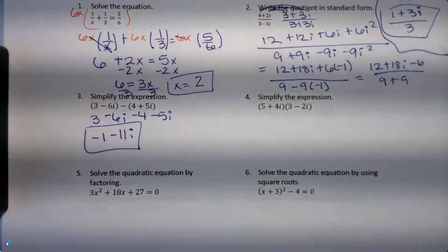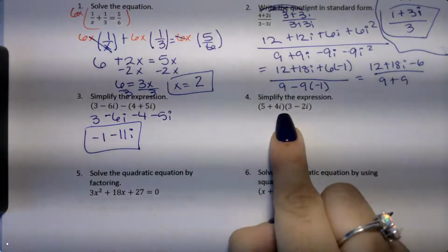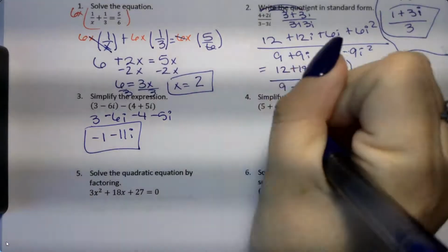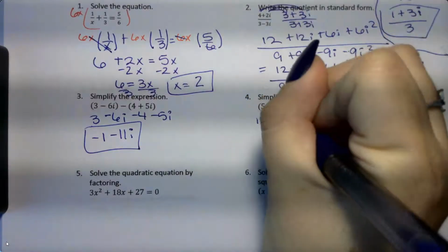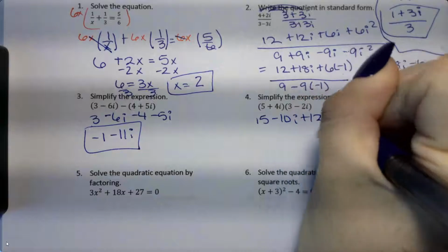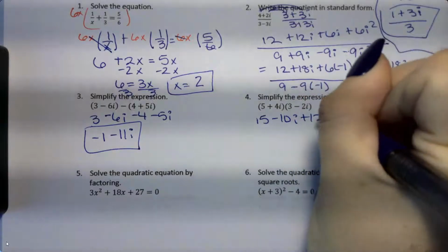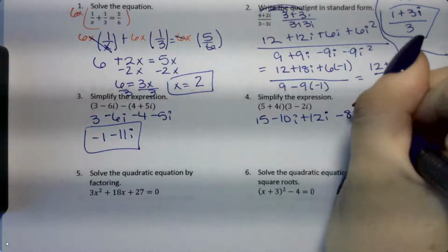Number 4, I am multiplying. I can tell because there's no symbol in between the two sets of parentheses. So 5 times 3 is 15. 5 times negative 2i is negative 10i. 4i times 3 is 12i. 4i times negative 2i is negative 8i squared.